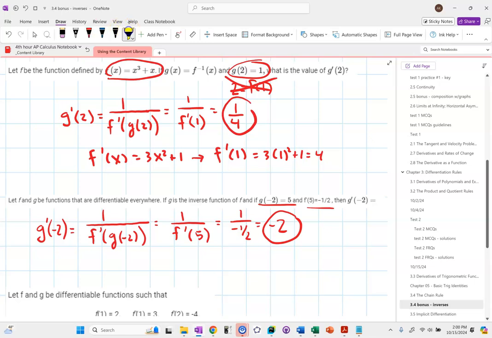Yeah, so it didn't tell me what f prime of 1 is, but I did know f. So I computed f prime from f, and then I just plugged 1 into it. So that's the derivative. Right. Yep. So I just did the derivative of f, and then plugged 1 into it.